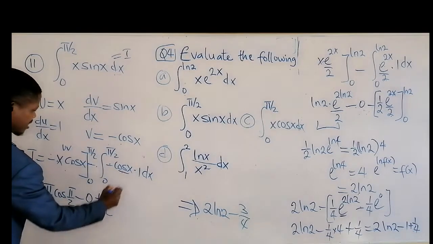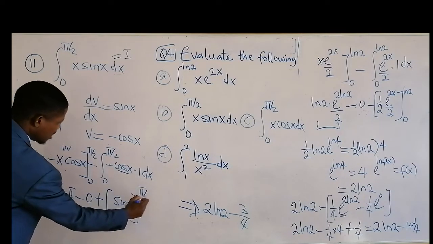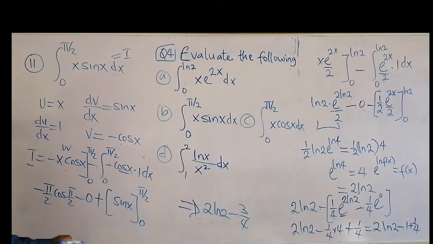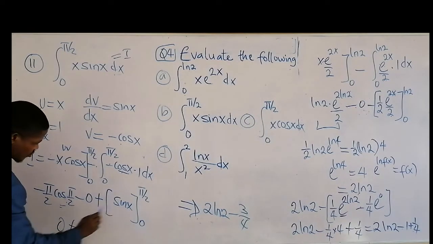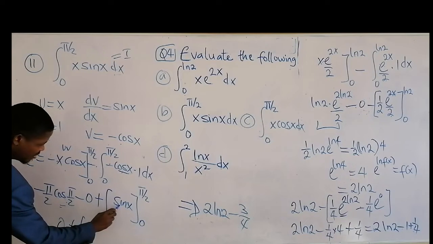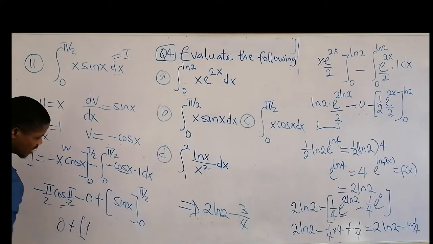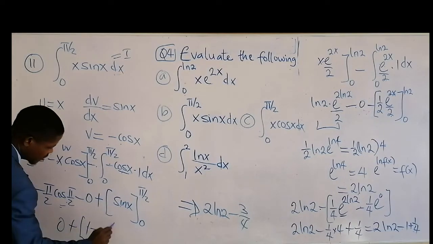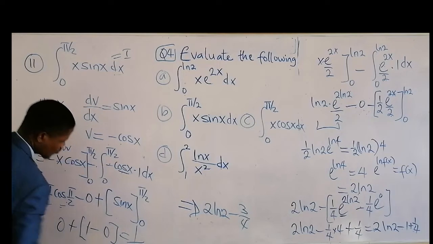And then the integral of this is sine x, and then indicate the upper and the lower boundary for that. So cos pi over 2, that's 0. So this is equal to 0. So this one times this one, that's 0. Okay, then we have plus. This will give us what? The upper boundary, sine pi over 2, that's 1. Then minus sine 0, that's 0. So the answer for this one is 1.